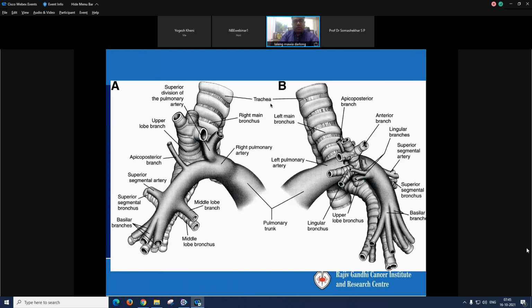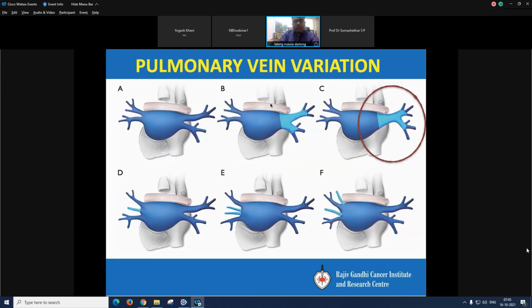This is a closer look at it. You can see here the pulmonary vein, which is more easily seen and more easily dissected, is more superficial. It is the most superficial part. It's located anteriorly, unlike the pulmonary artery, which lies behind the pulmonary vein. You can see here some of the variations in the pulmonary circulation.